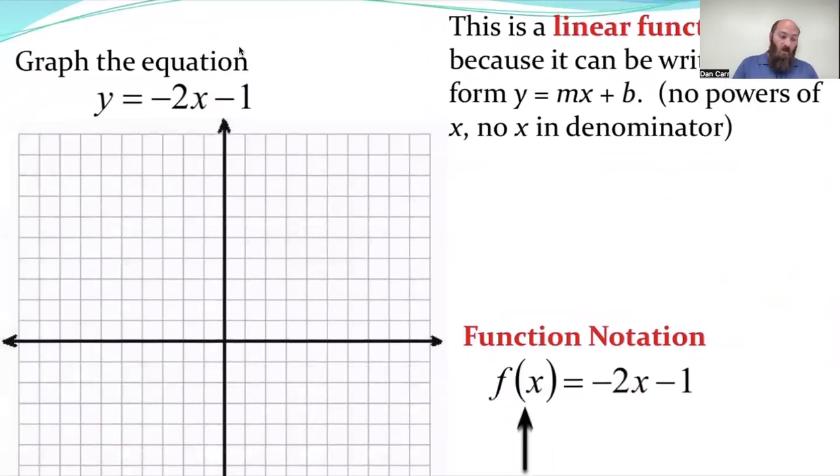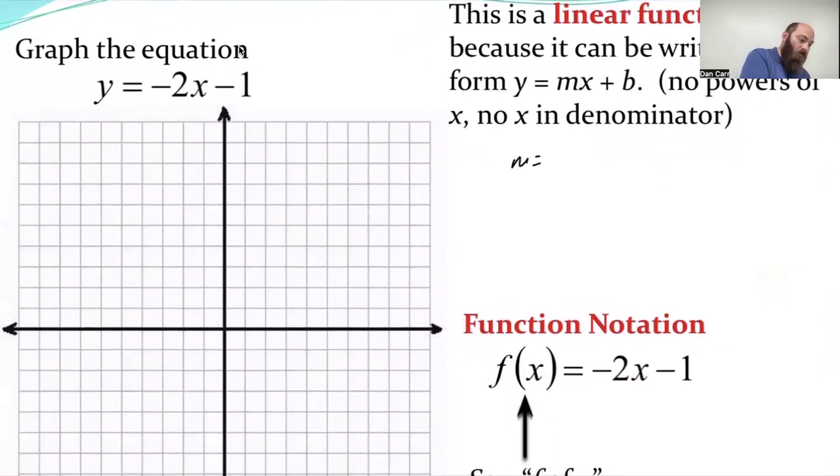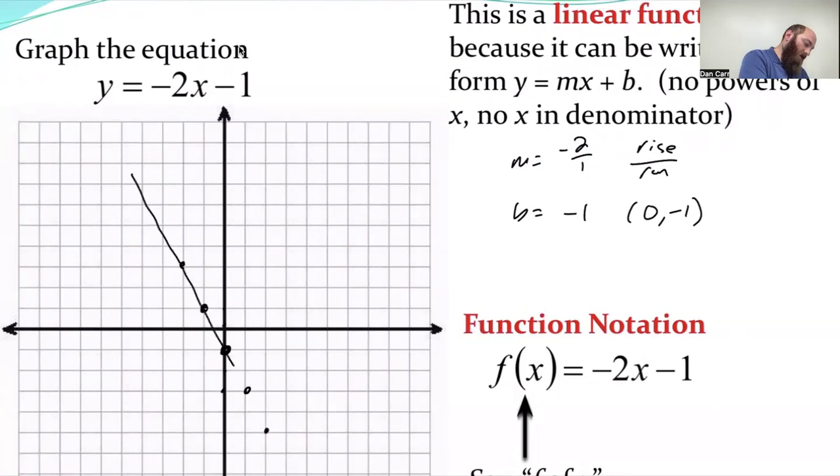Here's a linear function. It can be written in the form y equals mx plus b. So if you remember from the past, m is our slope, which is rise over run. B, which in this case is -1, tells me I'm crossing at the point (0, -1). So I would plot my first point here. Rise over run is -2 over 1, so I can go up to the left one, down to the right one, and so on. I could just do a couple more if I wanted to. Okay, so there's my linear function.